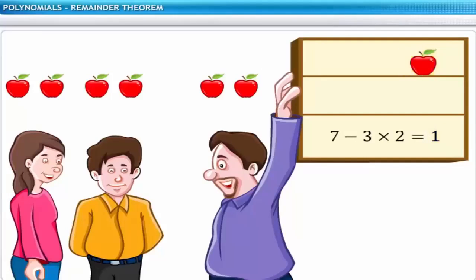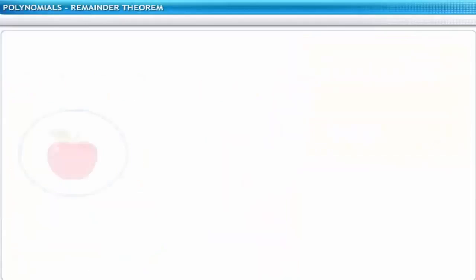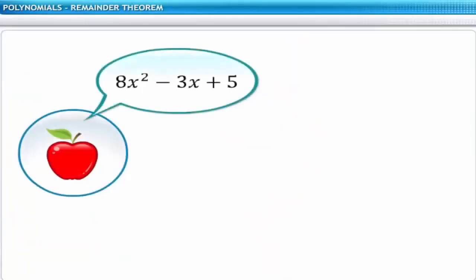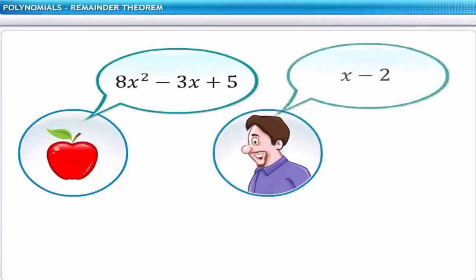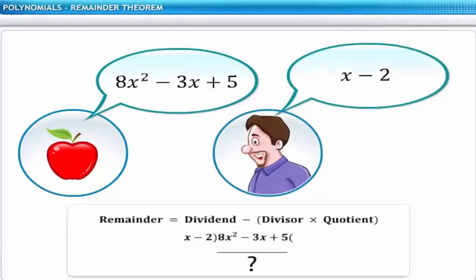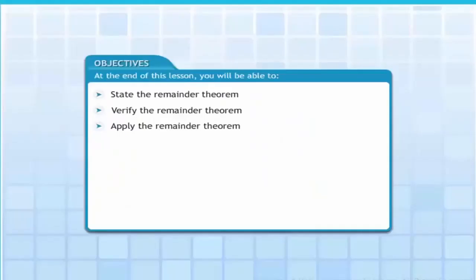As you can see, it is easy to perform these operations with integers. However, if the number of apples and recipients were polynomials, such as 8x squared minus 3x plus 5 and x minus 2, then the remainder can be calculated quickly and easily by using a theorem called the remainder theorem. Welcome to the lesson on remainder theorem. At the end of this lesson, you will be able to state the remainder theorem, verify the remainder theorem, and apply the remainder theorem.